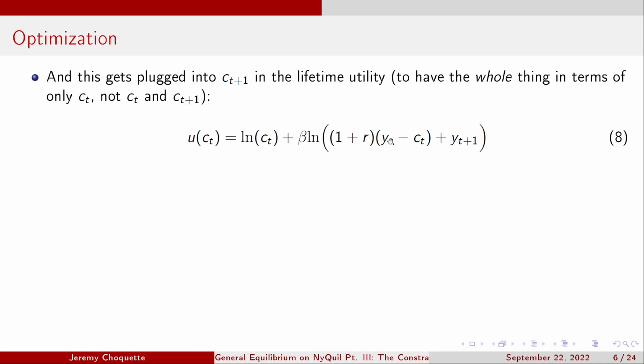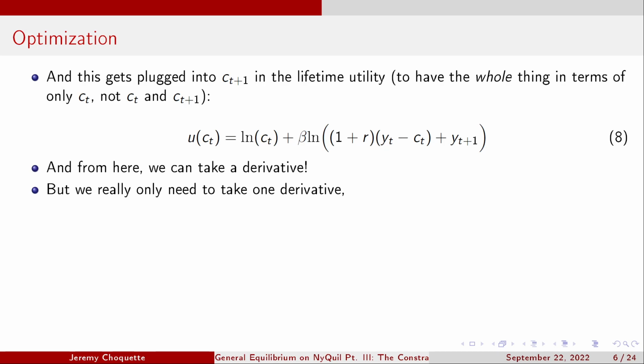Because if what I have in the parentheses here is equal to C_{t+1}, I plug this stuff in instead, and now tomorrow's consumption is actually a function of today's consumption, and I've got today's consumption here. So when I take a derivative of this with respect to C_t, I can differentiate both terms in this utility function. I only need to take one derivative now, with respect to C_t.